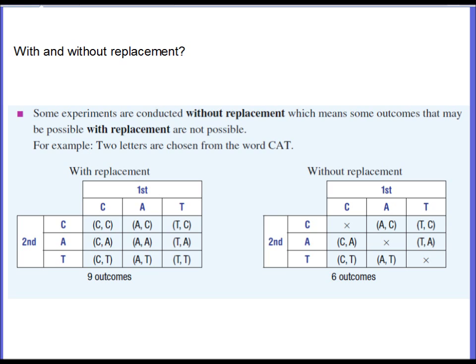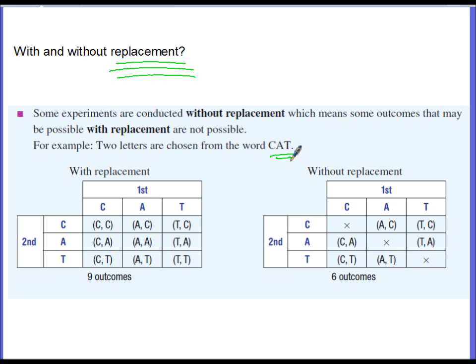The probability of getting a Sherby the next time is going to be different, because there's now 1 less Sherby and, of course, 1 less lolly in the bag. So probabilities change depending on whether you are going to replace the thing that you choose. So let's have a look at an example. We've got 3 letters, the letters from the word cat. So C, A and T, and we're going to choose 2 letters from the word cat.